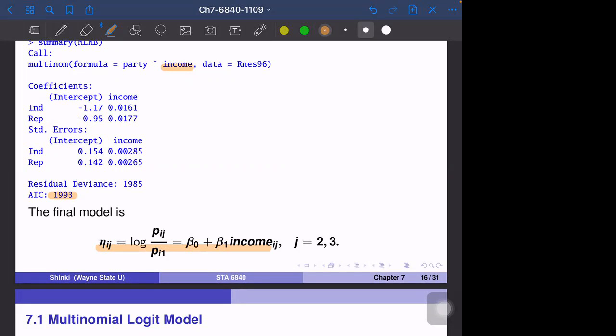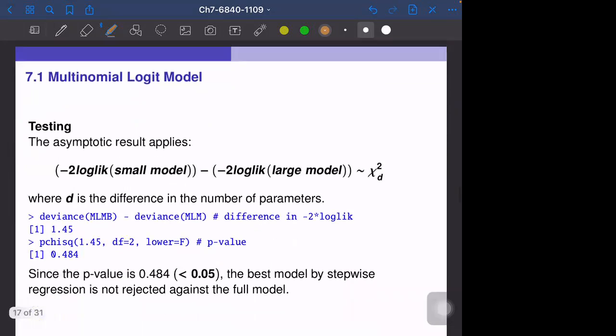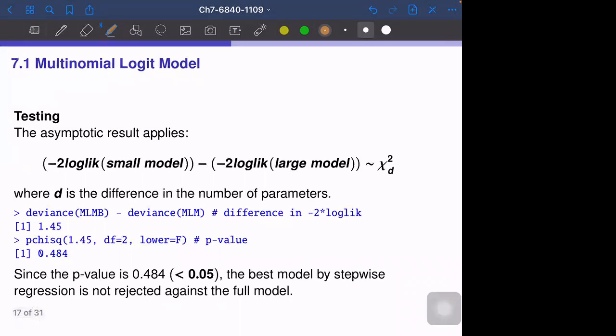So testing can be done in the same way as usual. The difference between the deviance, or a difference between -2 times log likelihood, follows a chi-square distribution. This is an asymptotic result, so an approximation, but this still applies because this has the likelihood function. And here, chi-squared sub d, where d is the difference in the number of parameters of the two models.